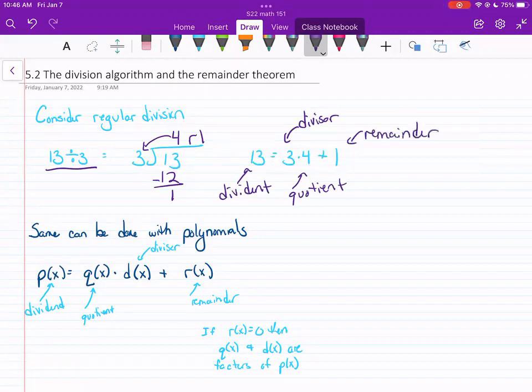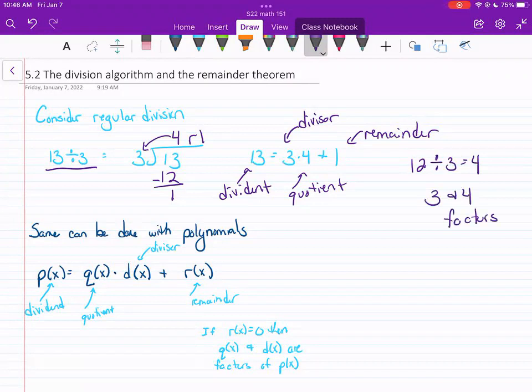If the remainder is 0, then we know that the values are factors of each other. So for example, let's do 12 divided by 3 is 4. The remainder is 0, so 3 and 4 are factors of 12.